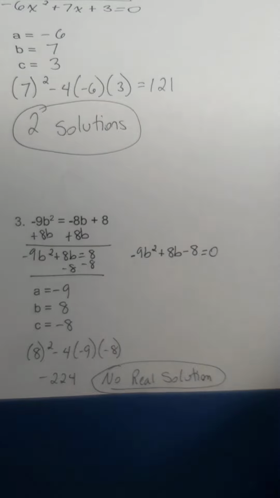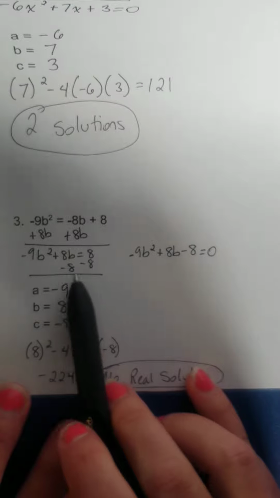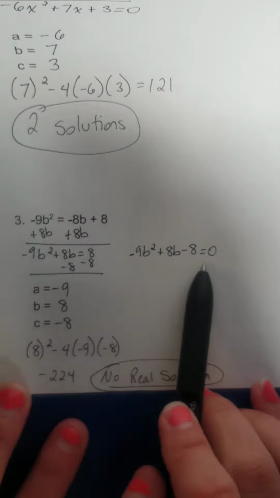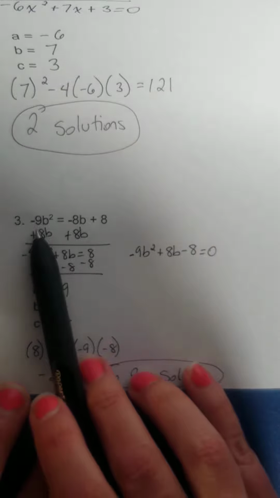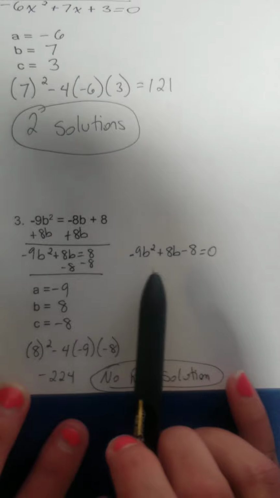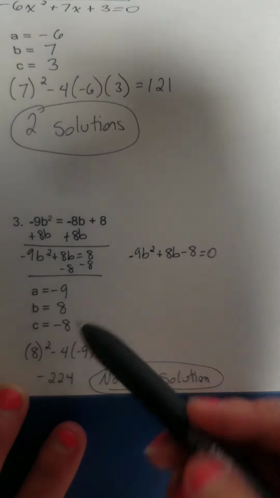All right, here's my work for this problem. So the first thing I did was I added 8b to both sides, and then I subtracted the 8 from both sides, and I got this equation. Have to set it equal to 0. You could choose to add 9b squared to both sides. It'll get you the same thing, just change the signs. It'll still work. So for this one, I have A, B, and C.